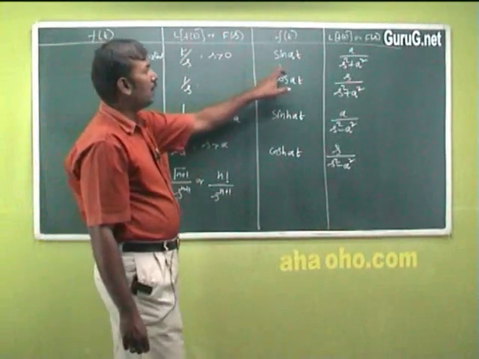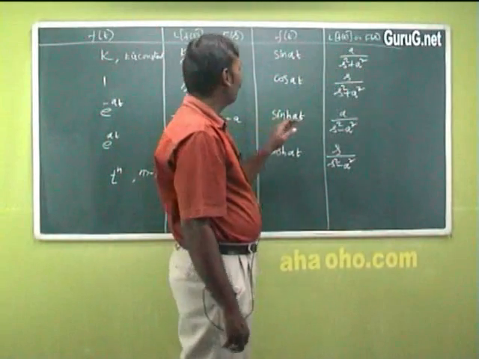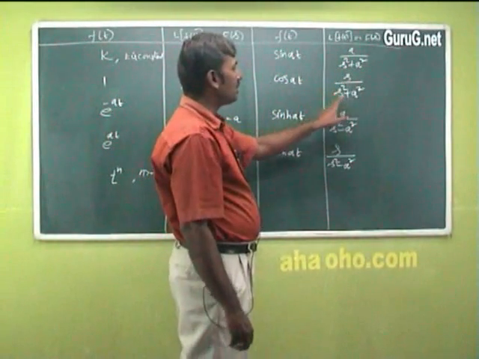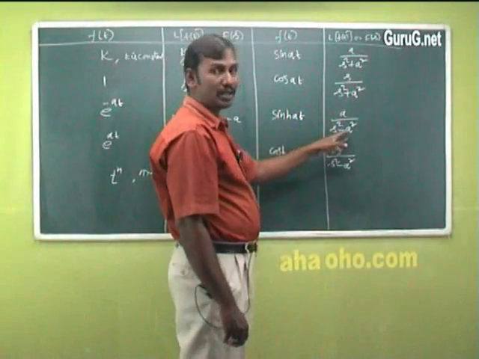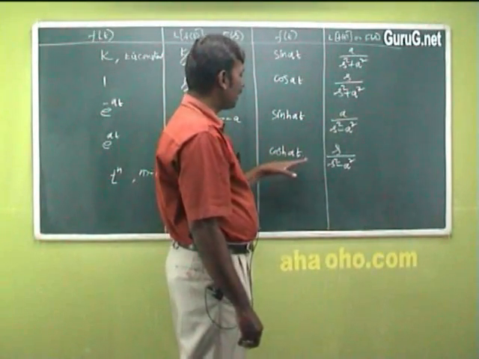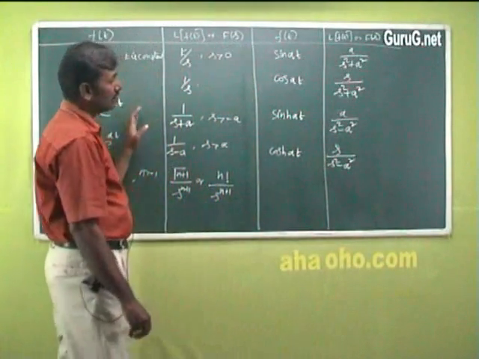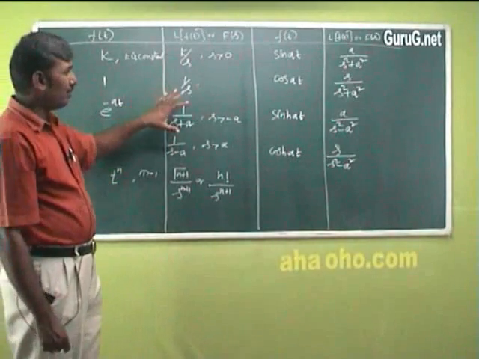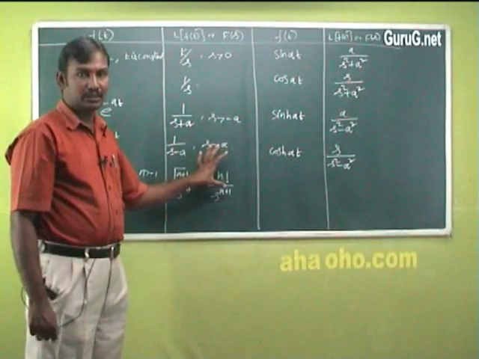Then sin at, Laplace transformation of sin at is what? a by s squared plus a squared. Then cos at is s by s squared plus a squared. And sinh at is a by s squared minus a squared. And cosh at is s by s squared minus a squared. Simply remember this result as a formula, right? Remember it like a formula, then only it will be simple for us from the problem point of view, right?